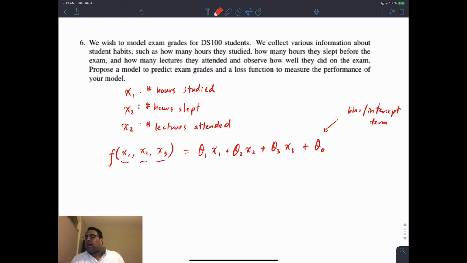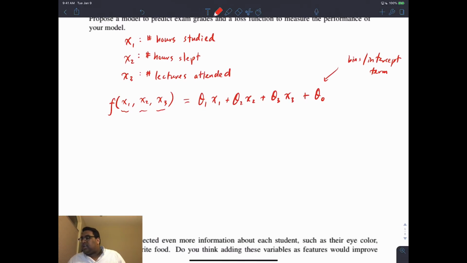Okay, it's the b in y is equal to mx plus b. So it's a linear combination of our three features plus some constant. Okay, and that's a totally fine model that we could use. Okay, and now in terms of a loss function, we'll learn about various types of loss functions like L1 loss, L2 loss, the Huber loss, and all of them are equally fine. And what we could suggest is, for example, the L2 loss.